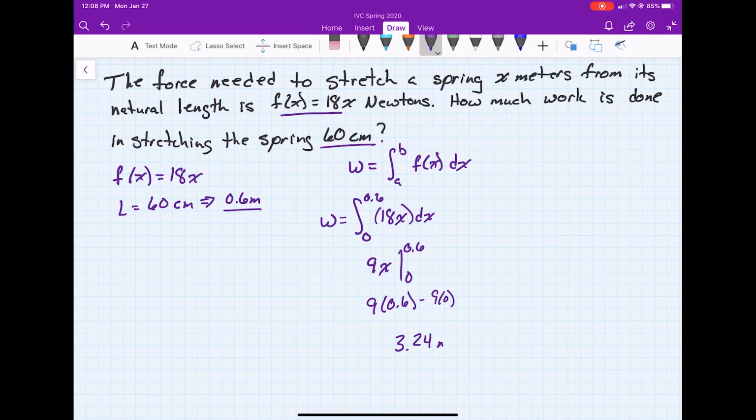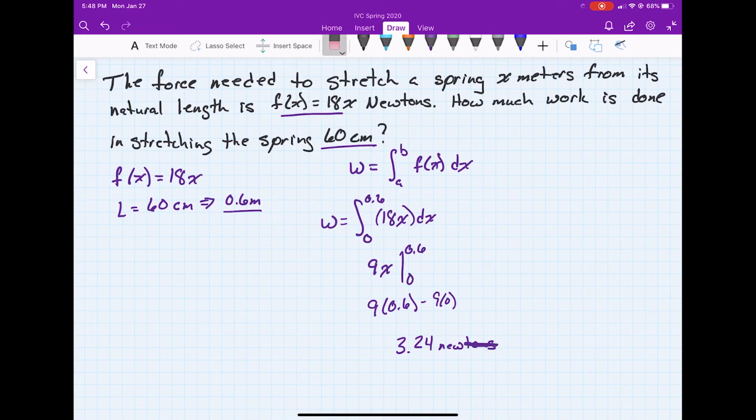Now, actually it's not newtons, it's joules. Our work is measured in joules. Anyway, that's not just our answer. We have to actually put it in sentence form here. So the work done by stretching the spring, there we go.